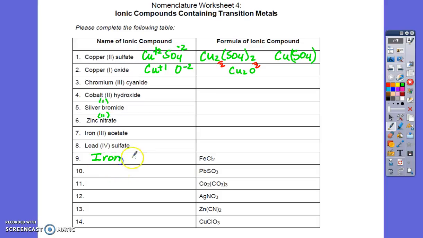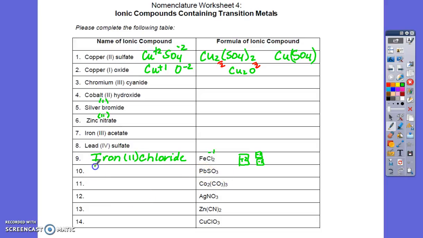Iron chloride. Chlorine is -1. You have 2 of them, so draw these puzzle pieces. 2 puzzle pieces. -1, -1. 1 Fe. This should be +2. There's your Roman numeral.